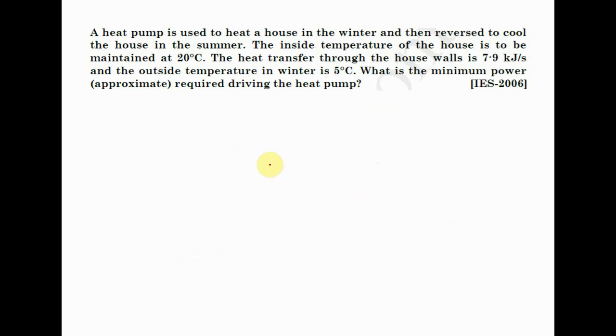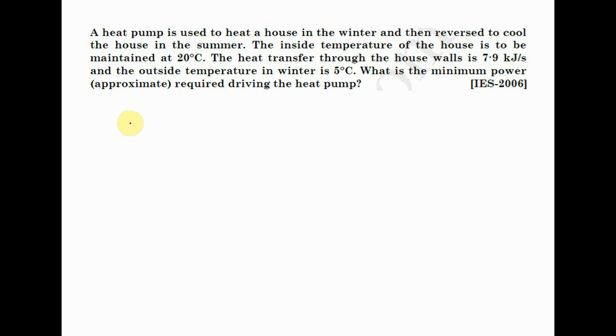A heat pump is used to heat a house in the winter and then reversed to cool the house in the summer. The inside temperature of the house is to be maintained at 20 degrees Celsius. The heat transfer through the house wall is 7.9 kilojoule per second, and the outside temperature in winter is 5 degrees Celsius. What is the minimum power required to drive the heat pump?